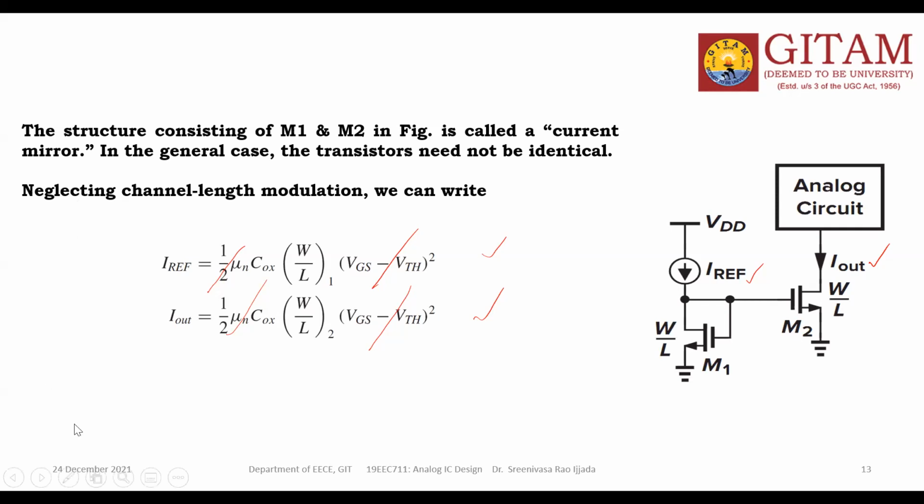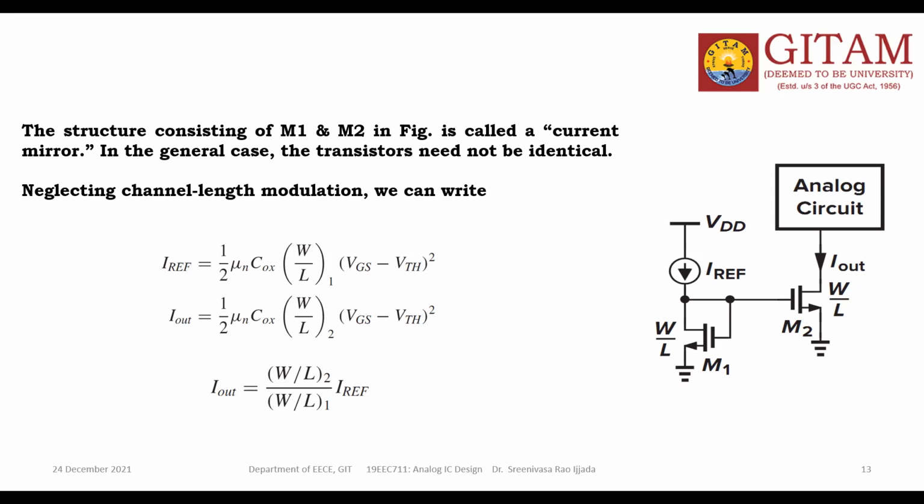Am I correct? Yes. So by this equation, I can conclude that your I out does not depend on PVT, process, voltage or temperature, because all are constants. W by L is constant, and I reference is constant. Earlier your I out formula was 1/2 mu n Cox W by L into VDD times R2 by R1 plus R2 minus VTH, whole square. So there are so many parameters which strongly show the impact of process, voltage and temperature. But now there is no such influence.